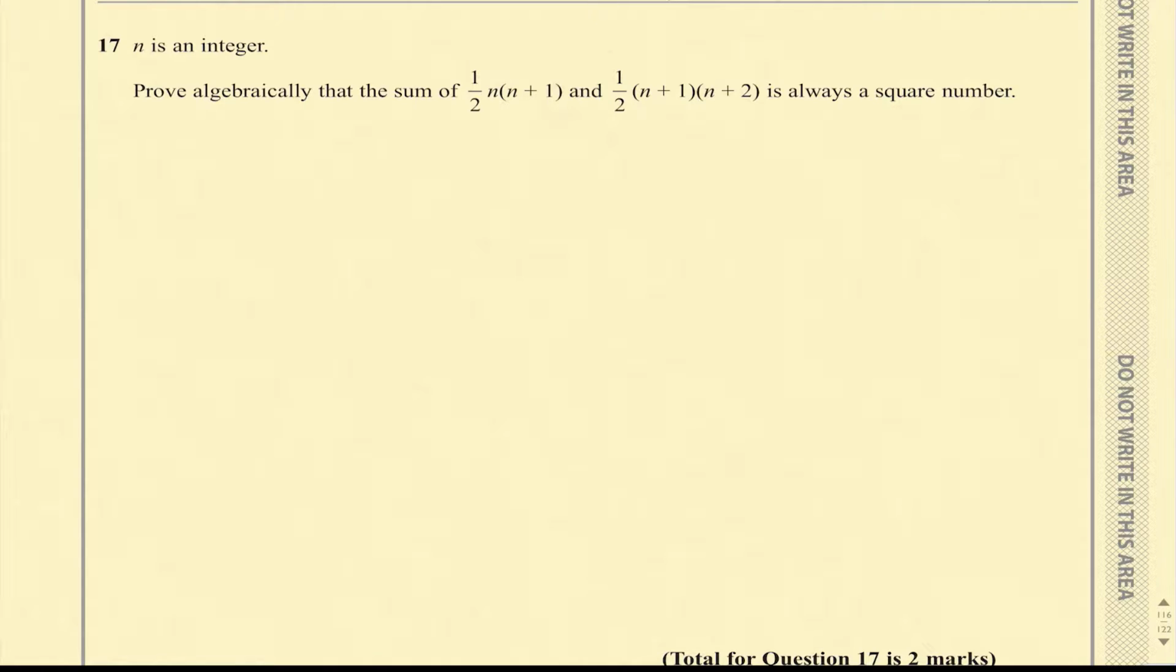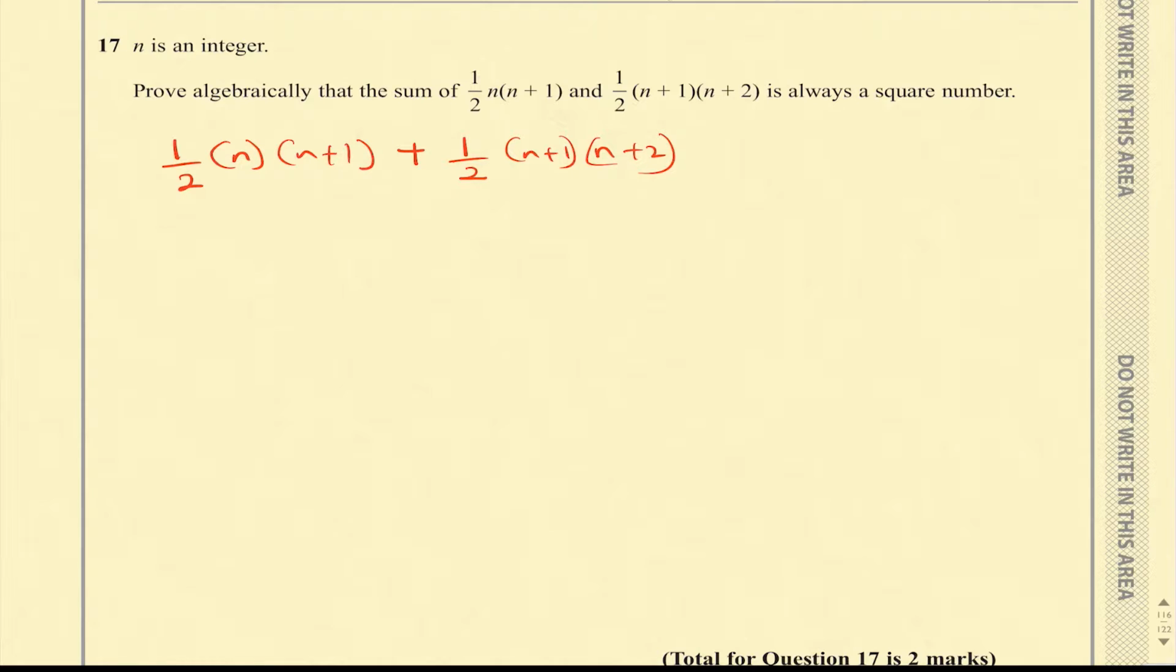Number 17. N is an integer. We need to prove that the sum of these fractions will always be a square number. Well, 1/2 n times n plus 1 plus 1/2 n plus 1 times n plus 2.